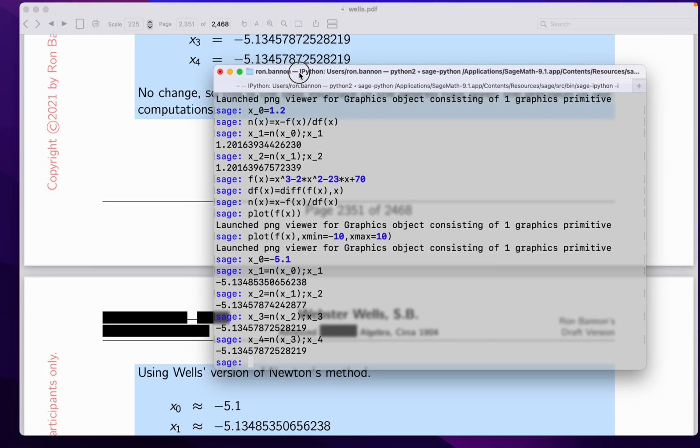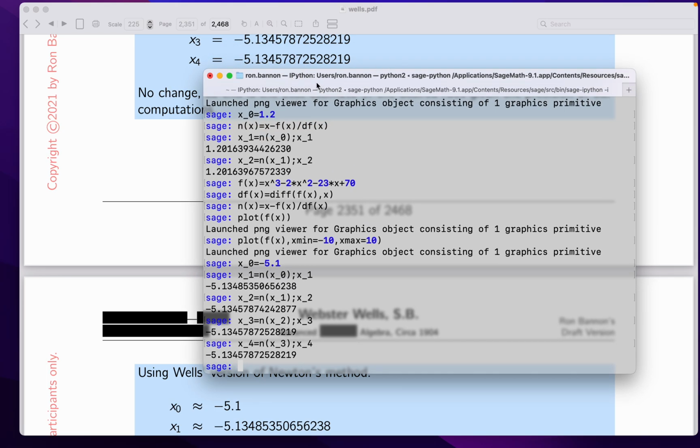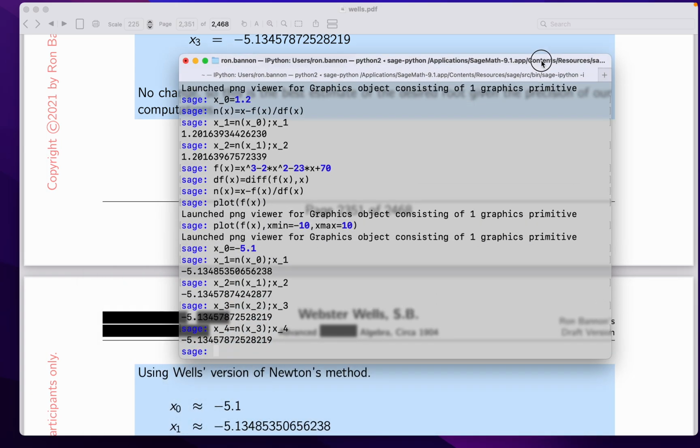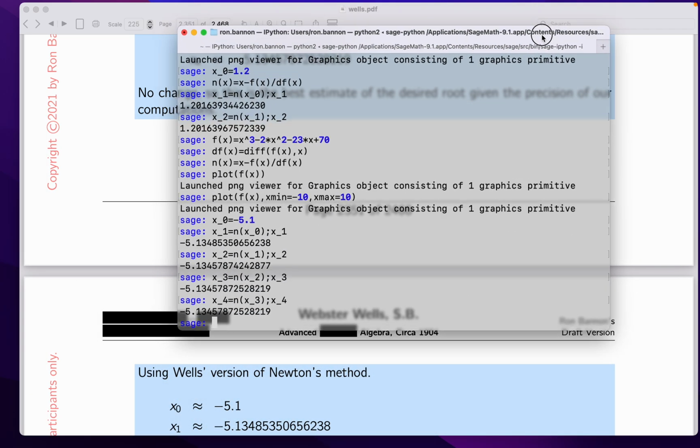All right? Let me point that out. I'm seeing that number over there. We're going to stop there. So what does it say? No change. So this is the best estimate of the desired root given the precision of our computation. All right? We did okay.